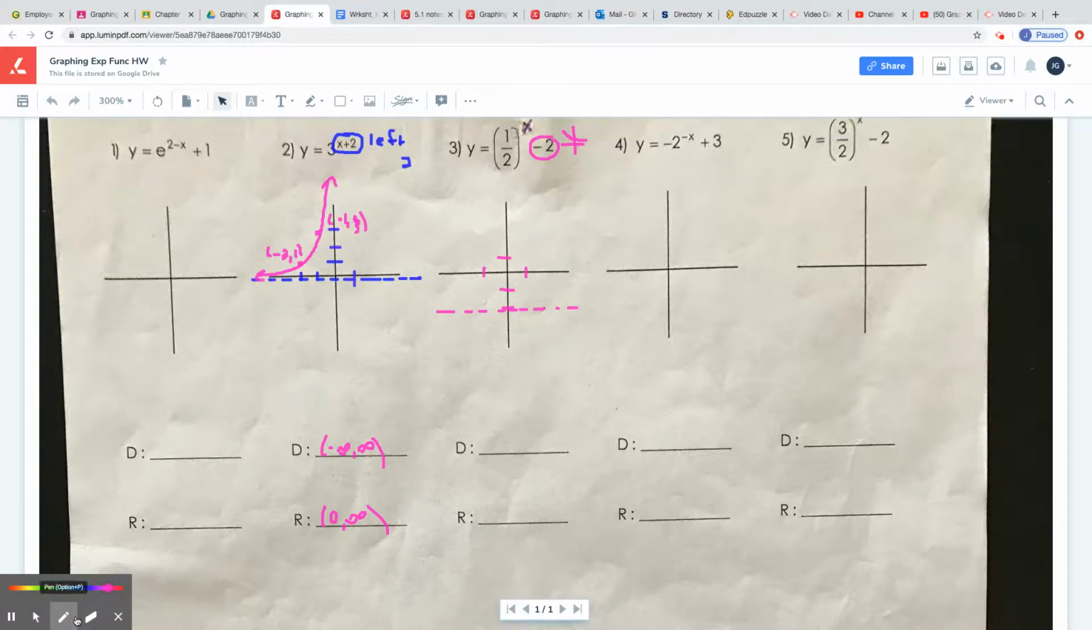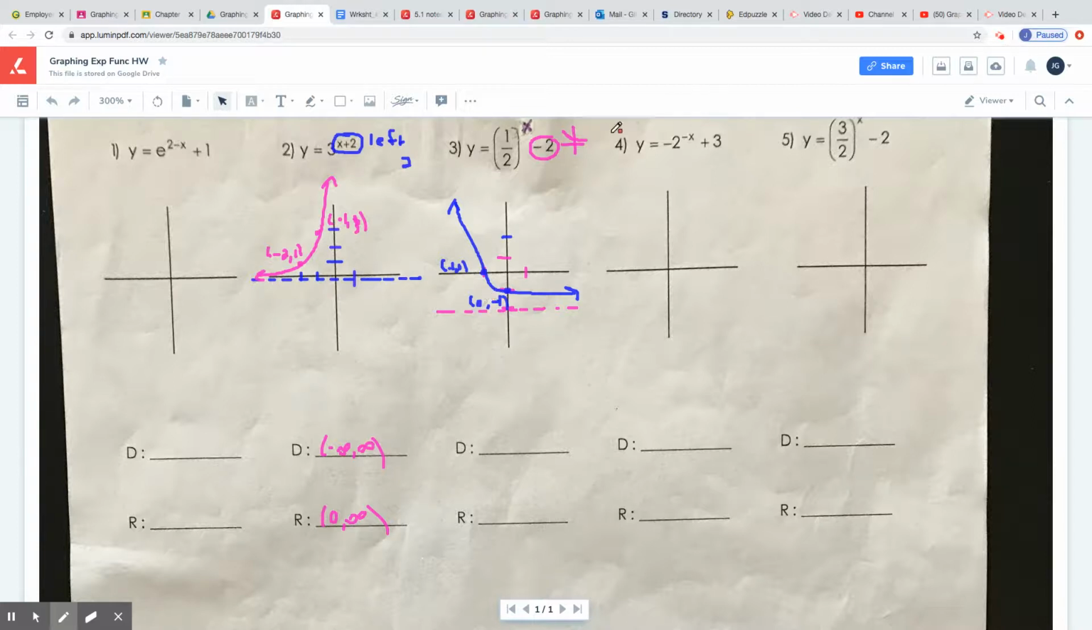Normally I'm at (0, 1). The only thing I have to do is move it down 2. Normally I'm at (-1, 2), but now I'm going to move it down 2, and it's going to be at (-1, 0). And it looks like that. Let me just label those points for you: (-1, 0) and (0, -1).